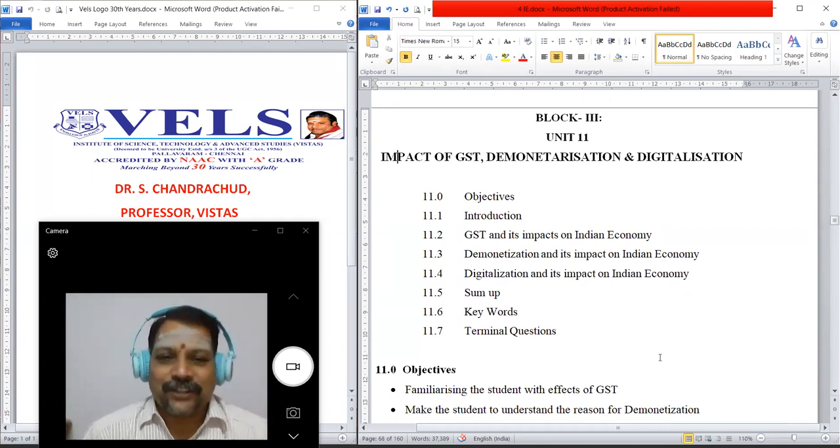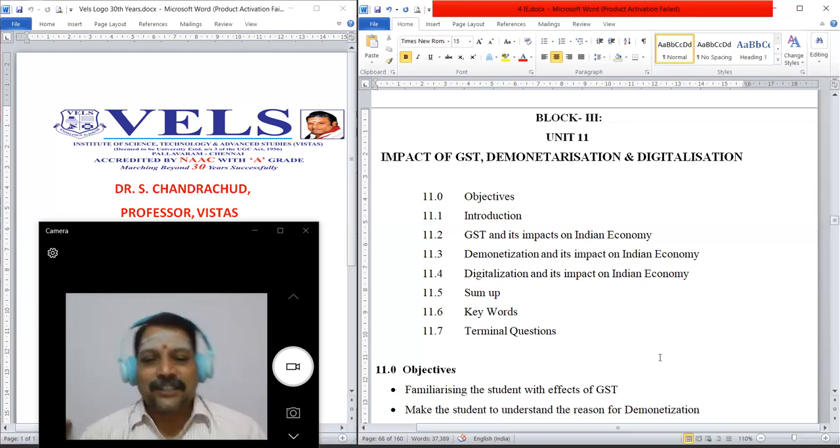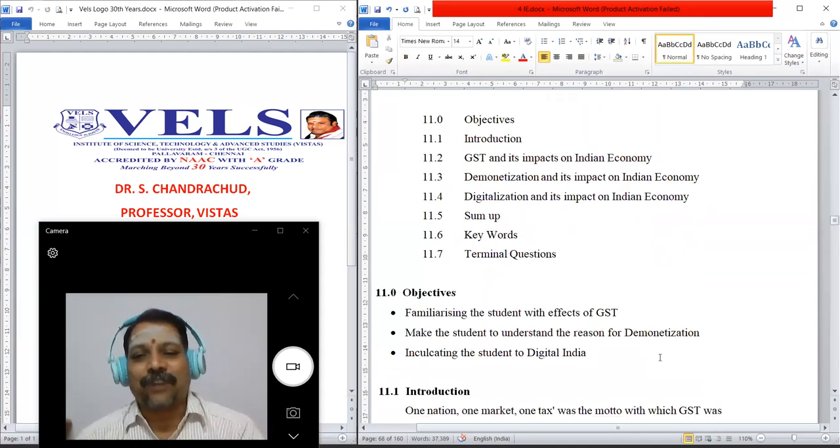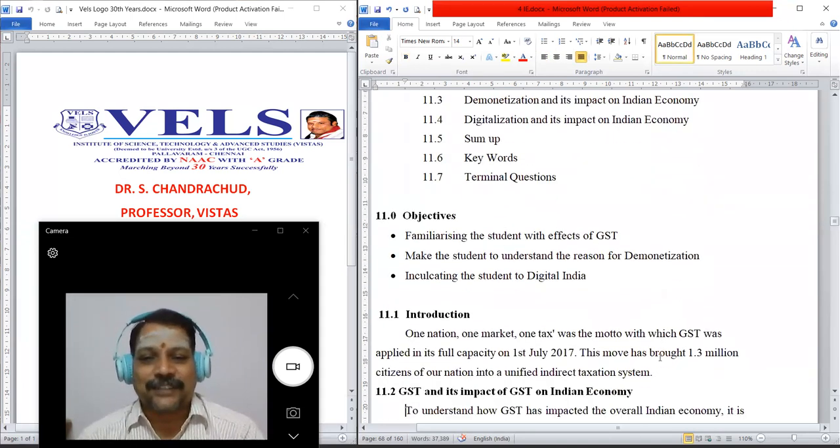The following topics are covered in this particular unit. First, let me introduce the key terms like goods and service tax, then demonetization and digitalization. And let us continue with GST and its impact on the Indian economy. Next to that, demonetization and its impact on the Indian economy. And finally, digitalization and its impact on the Indian economy. This particular unit covers these three topics. And finally, we will sum up the expected questions in the semester end examination.